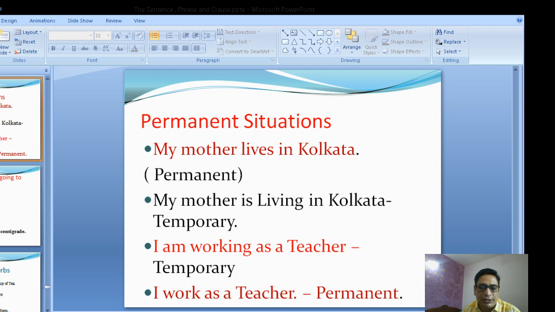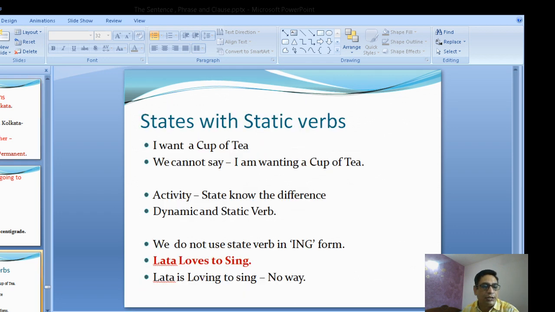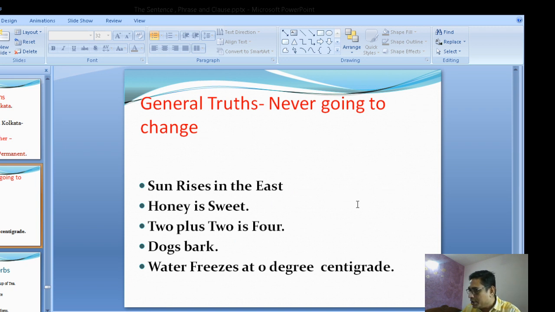I am working as a teacher. So that was temporary, but when I say I work as a teacher, it's a more permanent thing, but it can change as well, right? It can change. Tomorrow I may not be a teacher anymore. I decide to do a business. So when I decide like that, it can change. The situation can change. But when we talk about general truth, sun rises in the east.